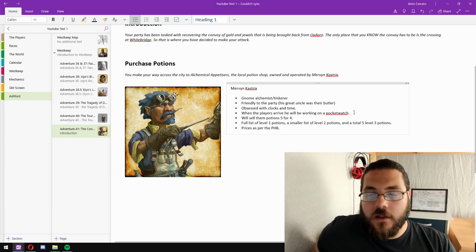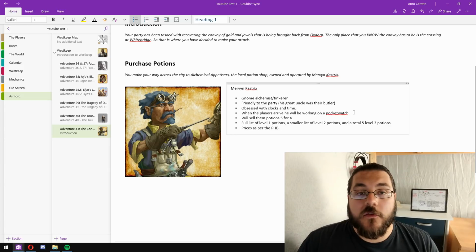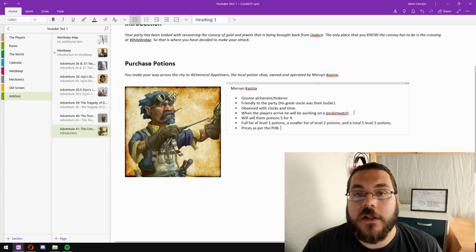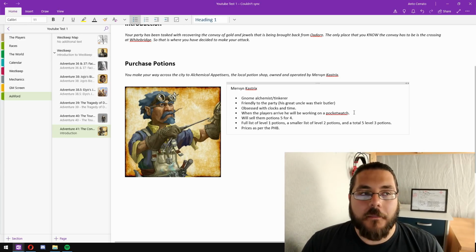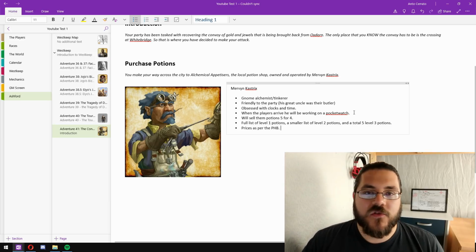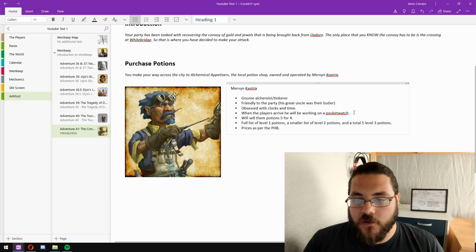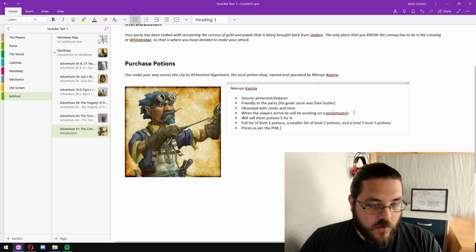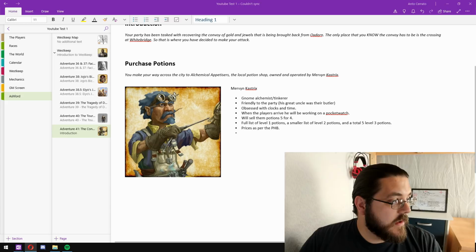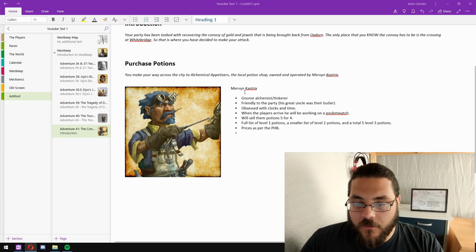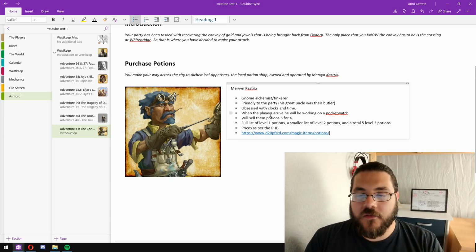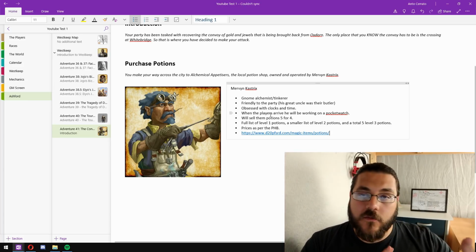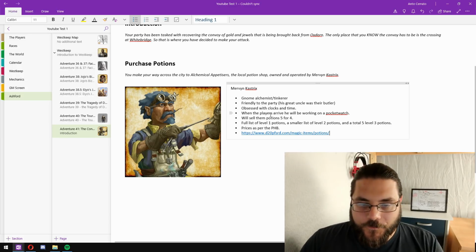Some vendors will have their own prices for things, so if a vendor is particularly friendly with the party, they might give them a discount. I'd list that here. Or if they are particularly hostile towards the party, they might charge them over the prices in the player's handbook. So I'd put that here. And what I will also do is get the link to the potions from the D20 website and paste it there, so that when it comes time to run the session and they go to visit Mervyn, I can just click on that and get the list of potions and their prices straight away.